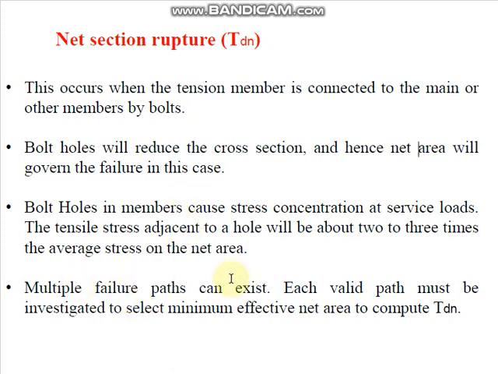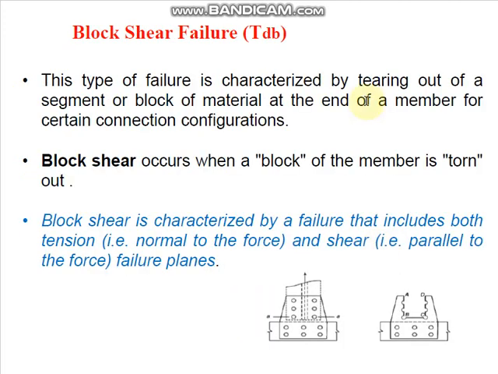Actually, multiple failure paths exist. Each valid path must be investigated to select minimum effective net area to compute Tdn. And the next type of failure is block shear failure. It is denoted by Tdb.